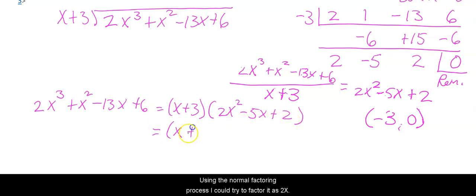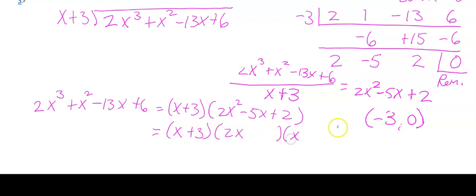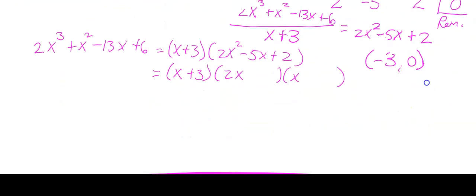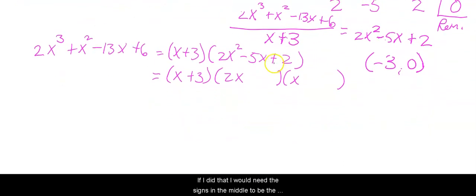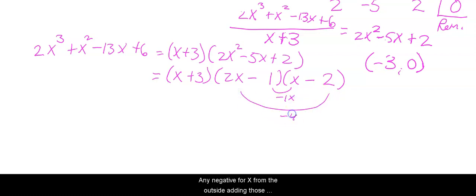Using the normal factoring process, I could try to factor it as 2x and x. If I did that, I would need the signs in the middle to be the same because the last is a plus, and they would both need to be a minus. I need them to add together to give me a -5. If I put the 2 here and the 1 here, that would give me a -1x from the middle and a -4x from the outside. Adding those together, I do get -5x.